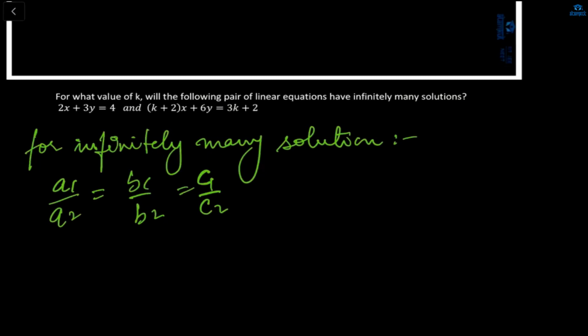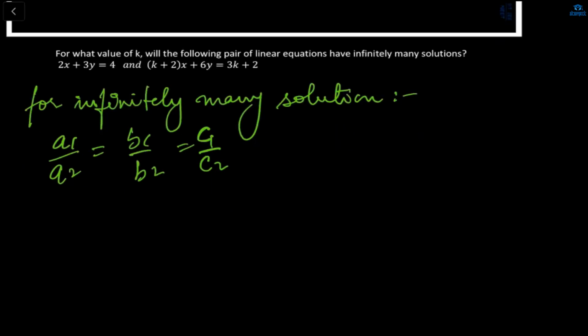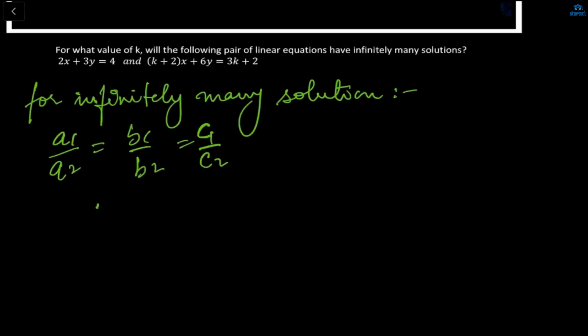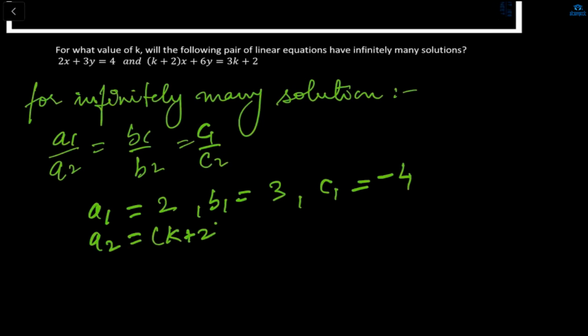Okay. For infinitely many solutions, a1 by a2 is equal to b1 by b2 is equal to c1 by c2. Now, how can you write? You just have to compare the equations. So a1 value will be equal to 2, b1 value is equal to 3, and c1 is equal to -4. a2 will be k plus 2. And b2 will be 6, and c2 will be 3k plus 2.